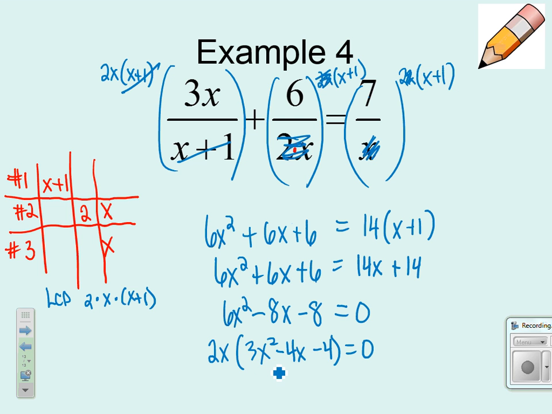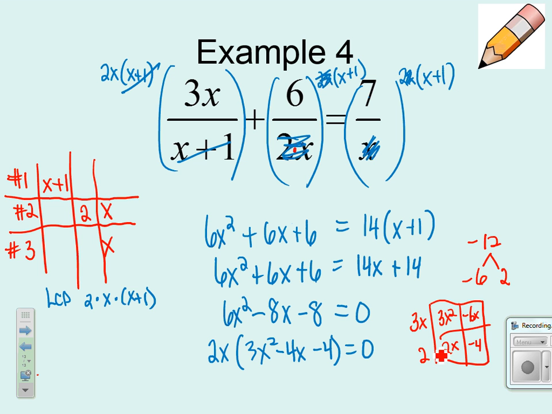Now I'm going to factor this using the AC method. 3 times negative 4 is negative 12. Two factors of negative 12 that make negative 4 would be negative 6 and 2. Put them in: 3x squared minus 6x plus 2x minus 4, giving 3x, 2x, negative 2. So my factors are 2, x minus 2, and 3x plus 2. Now you have to set each one of them equal to 0 and solve.